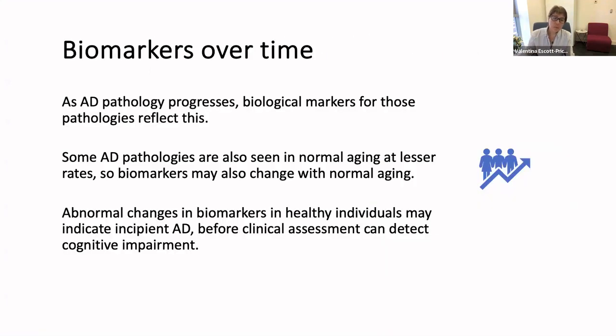So looking at biomarkers over time, or with age, as AD pathology progresses, biomarkers for those pathologies reflect this. Some AD pathologies are also seen in normal aging people at lesser rates. And also abnormal changes in biomarkers in healthy individuals may indicate incipient Alzheimer's disease before clinical assessment. Right, so that's what we knew.